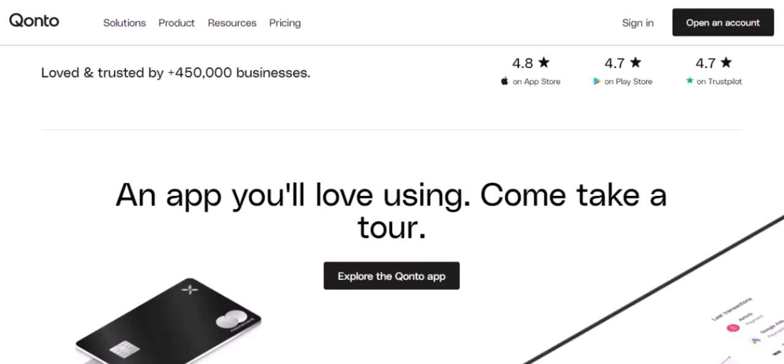Once you have both the stock price and the number of outstanding shares, simply multiply them together to calculate the market cap. Now that you have the market cap of Qonto, you can use this information to make informed investment decisions or assess the company's relative size within its industry.